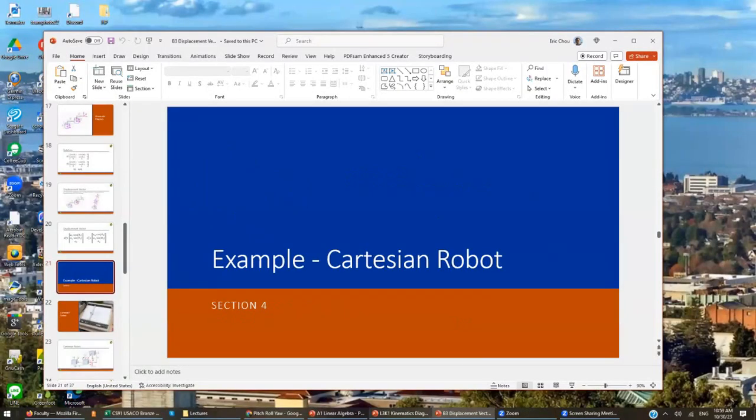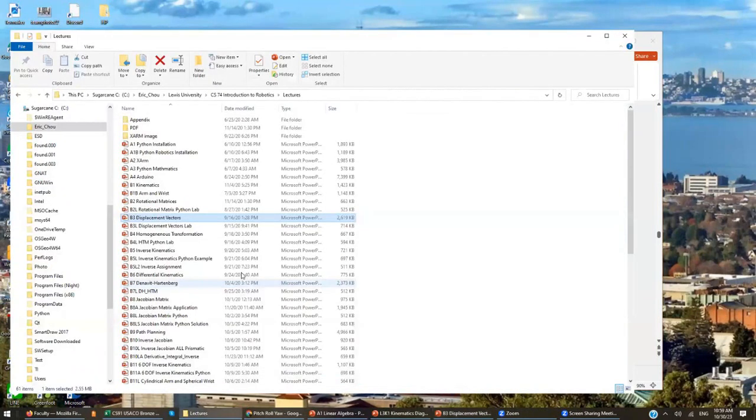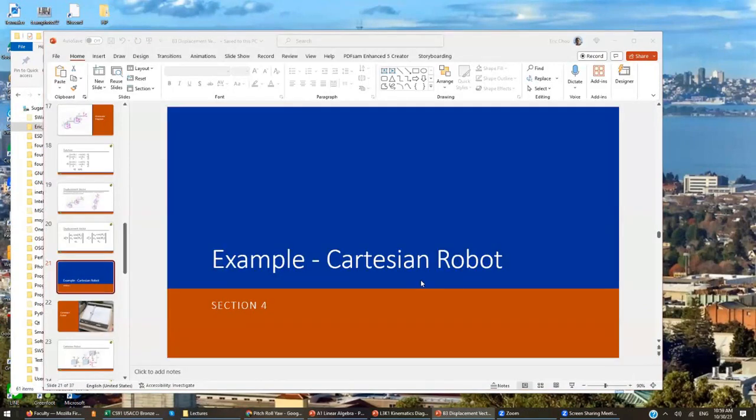Now next one, let's look at another one called homogeneous transformation.